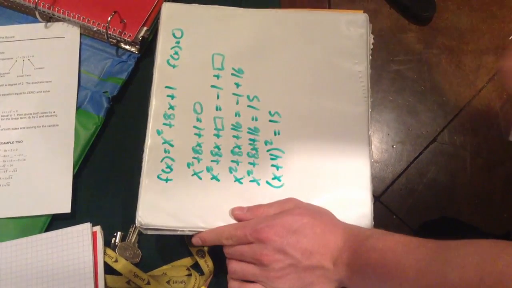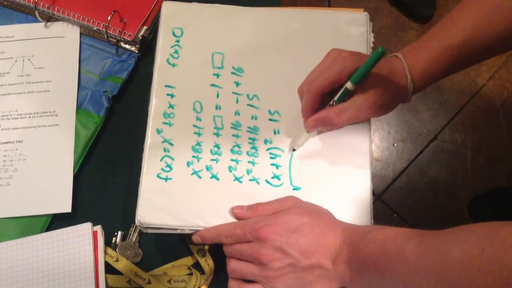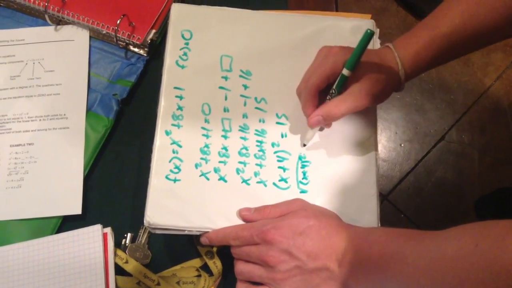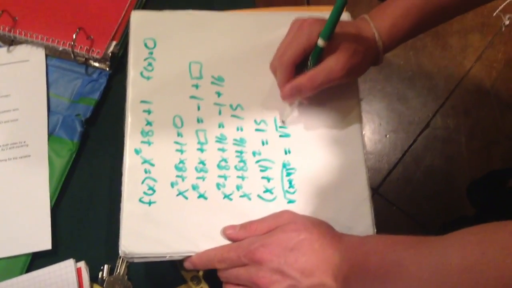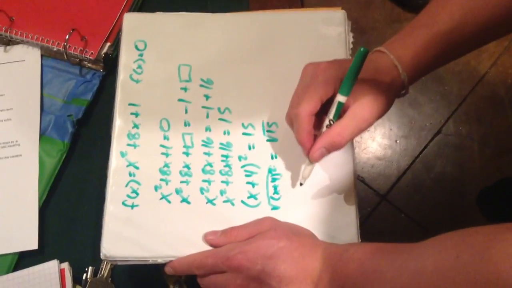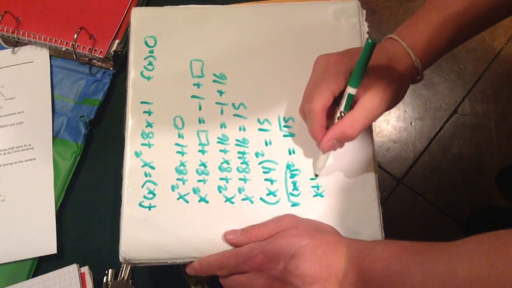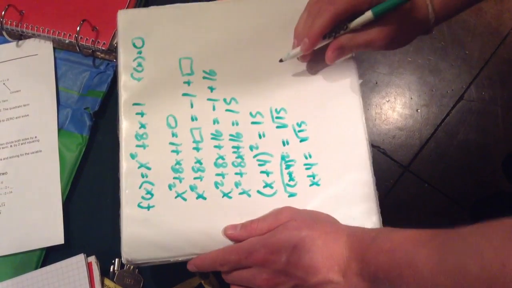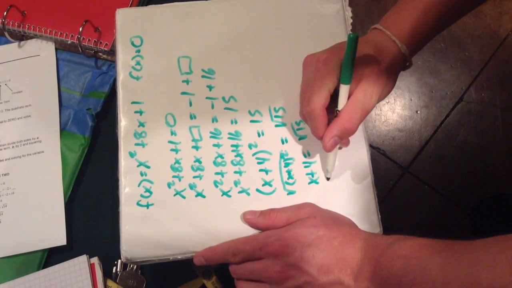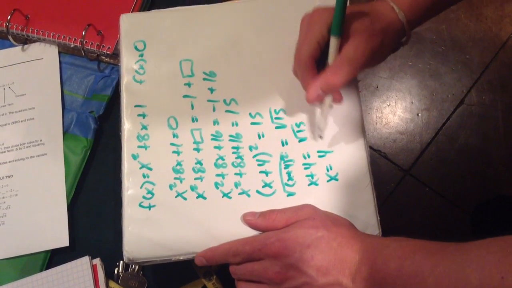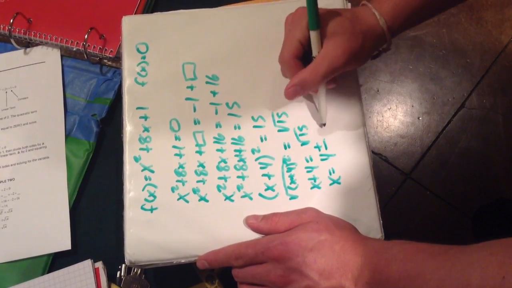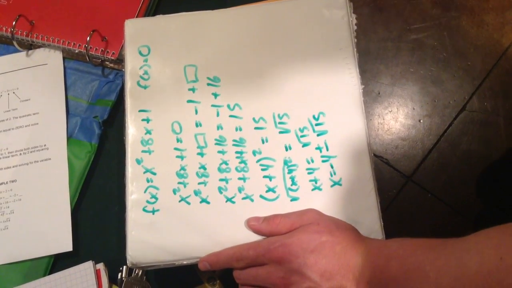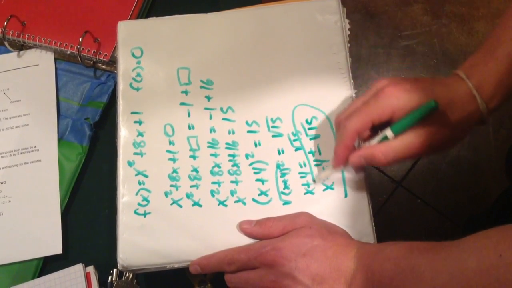The next thing you want to do is take the square root of both sides. So you do the square root of x plus 4 squared equals the square root of 15. Then you end up with x plus 4 equals plus or minus the square root of 15. After this, you subtract 4 from each side, so you get x is equal to -4 plus or minus the square root of 15. And these are your zeros.